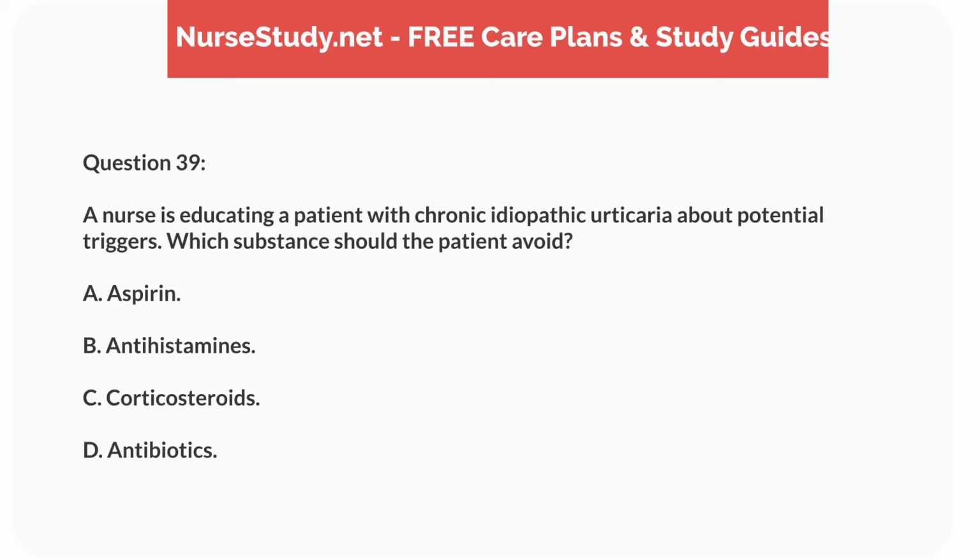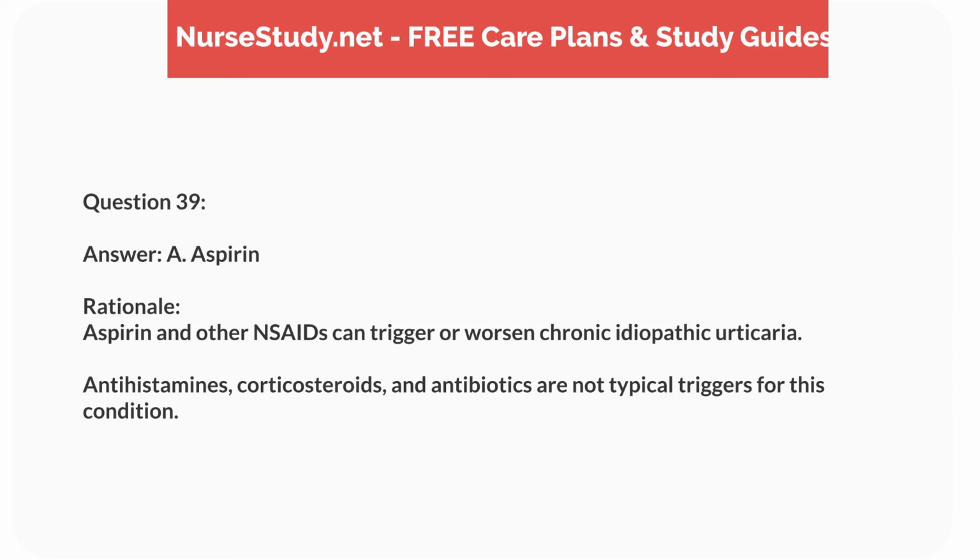Question 39. A nurse is educating a patient with chronic idiopathic urticaria about potential triggers. Which substance should the patient avoid? A. Aspirin. B. Antihistamines. C. Corticosteroids. D. Antibiotics. Answer: A. Aspirin. Rationale: aspirin and other NSAIDs can trigger or worsen chronic idiopathic urticaria. Antihistamines, corticosteroids, and antibiotics are not typical triggers for this condition.